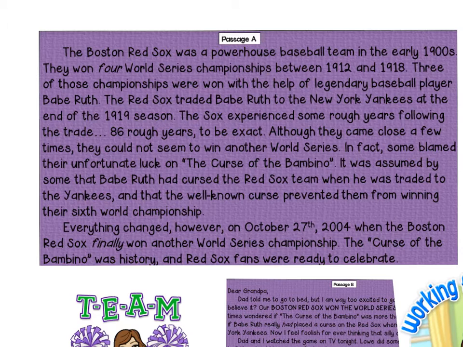In fact, some blamed their unfortunate luck on the curse of the Bambino. It was assumed by some that Babe Ruth had cursed the Red Sox team when he was traded to the Yankees, and that the well-known curse prevented them from winning their 6th World Championship. Everything changed, however, on October 27, 2004, when the Boston Red Sox finally won another World Series championship. The curse of the Bambino was history, and the Red Sox fans were ready to celebrate.